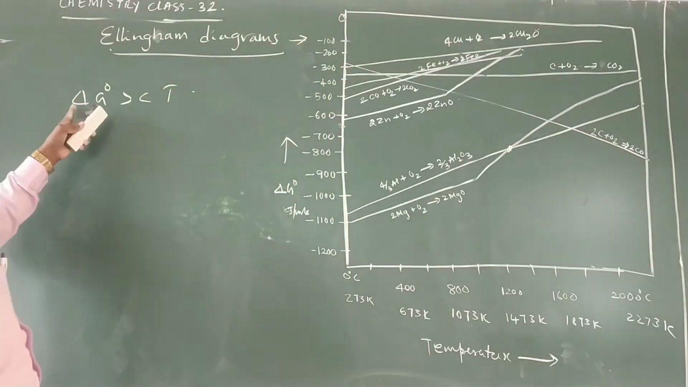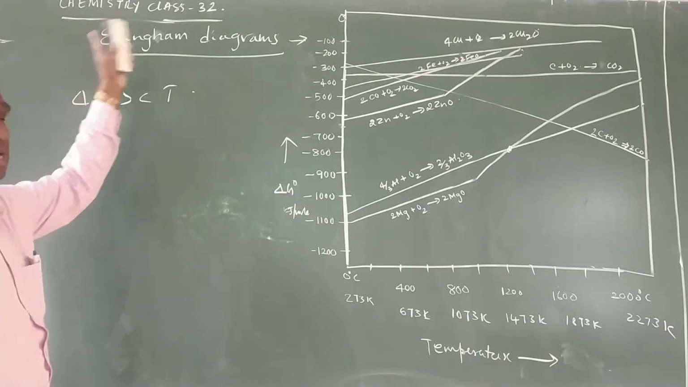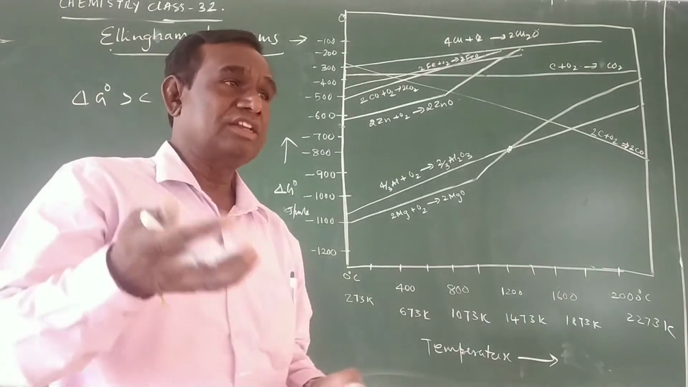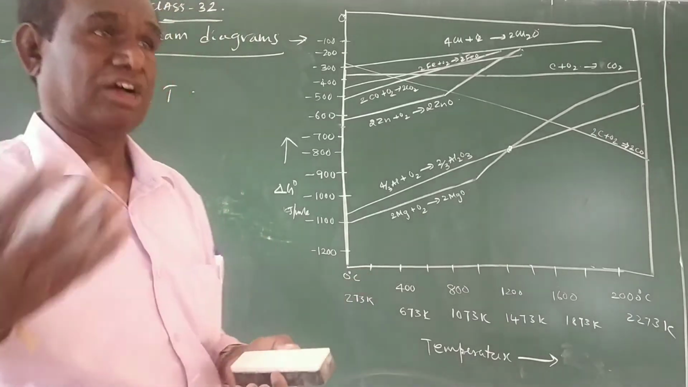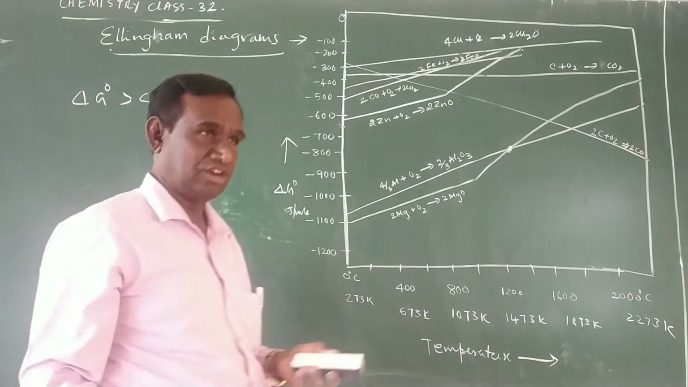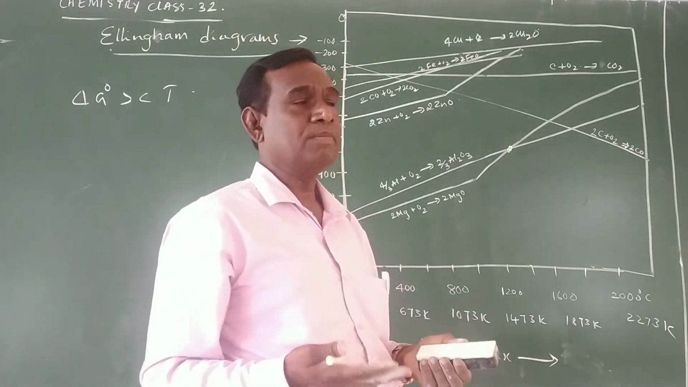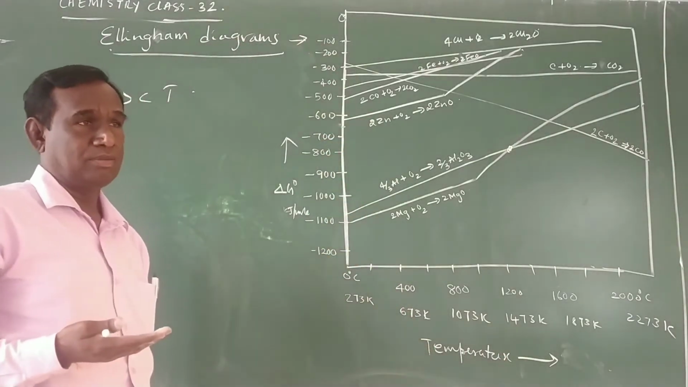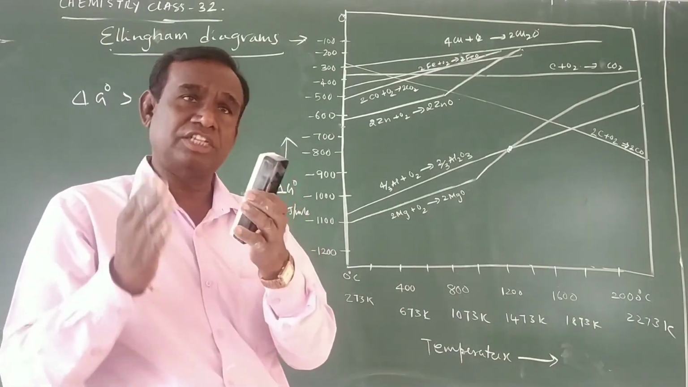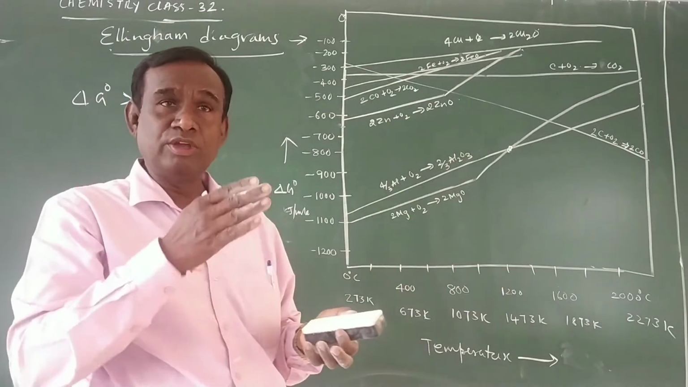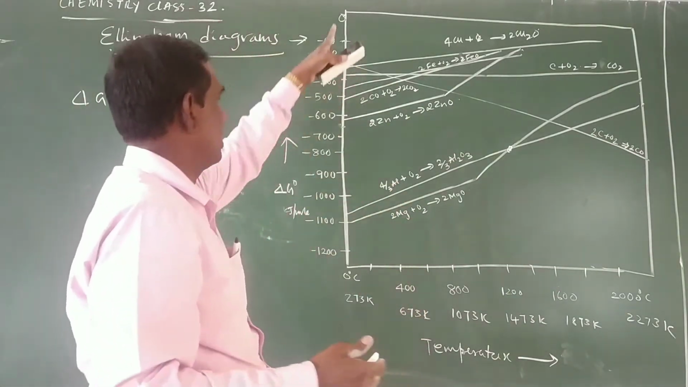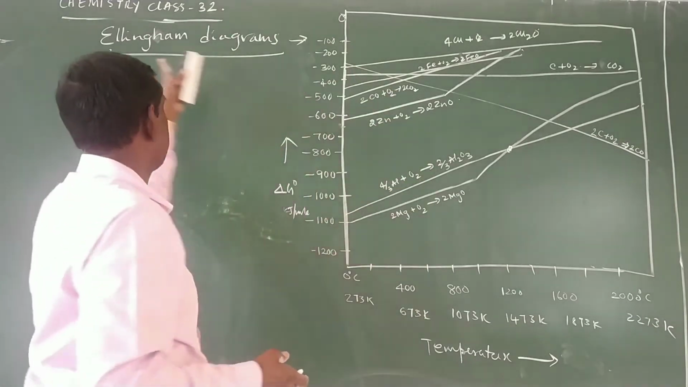So according to this Ellingham diagram, Ellingham diagrams play an important role to calculate the delta G naught for various oxides like aluminum oxide, magnesium oxide, zinc oxide, etc. Therefore, by using this Ellingham diagram, we can reduce some of the metallic oxides into other metals by using a reducing agent. For the selection of the reducing agent, we are using the Ellingham diagrams.